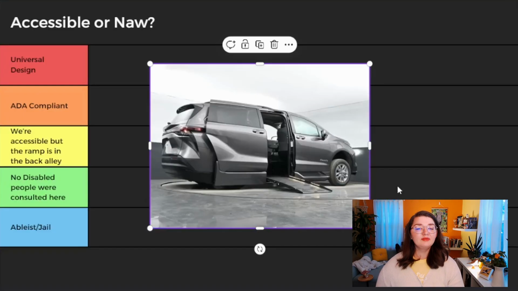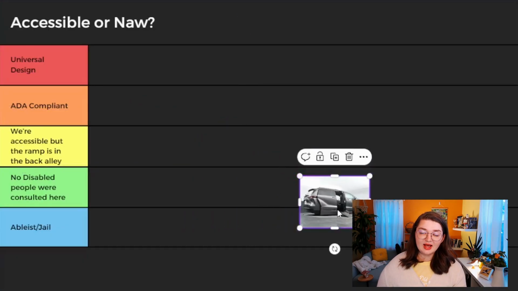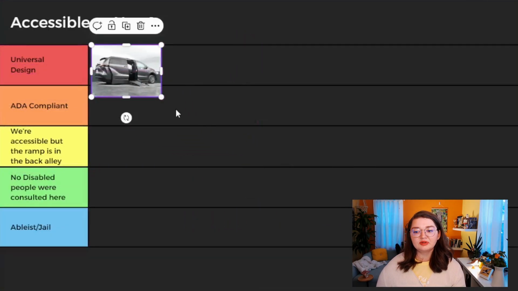So I don't know. I might change this later, and I'm sure you could talk me out of it in the comments, but I think even universal design has its flaws. So I do think we're going to put this in the universal design tier, S tier. We love a wheelchair accessible van. All right. Next.